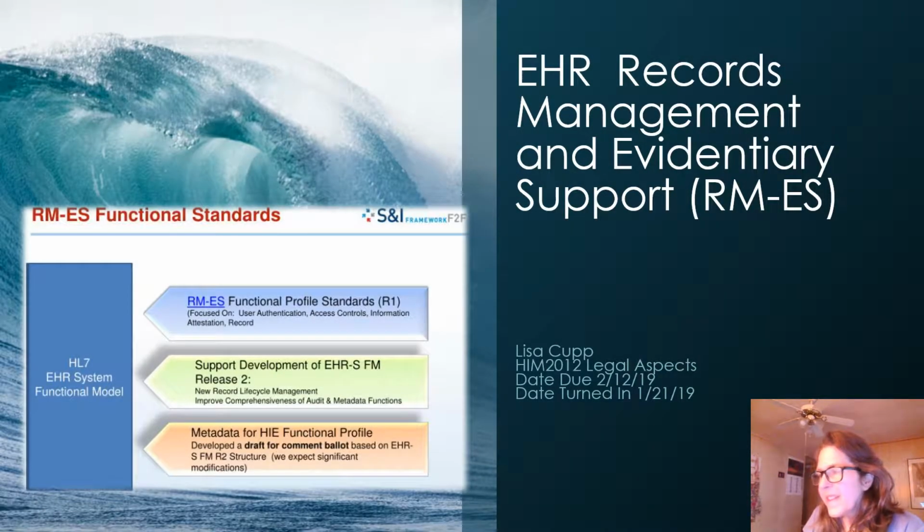Hello, what is exactly the EHR RM-ES? Well, RM stands for Records Management and ES stands for Evidentiary Support, which is really important in medical legal considerations. Implementation of the EHR is required by HIPAA's meaningful use, as we all know. As we rely on the EHR for day-to-day operations, we must be certain we're using it properly to comply with the many healthcare business and legal policies, rules, regulation, and legislation.